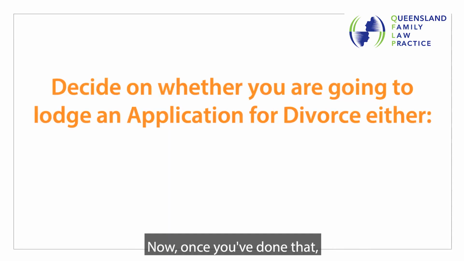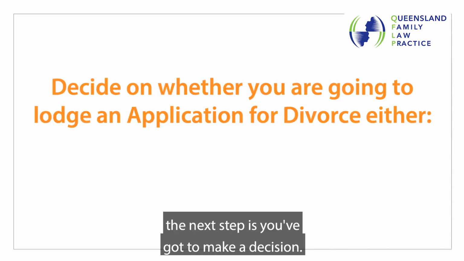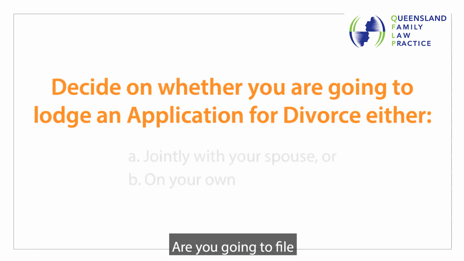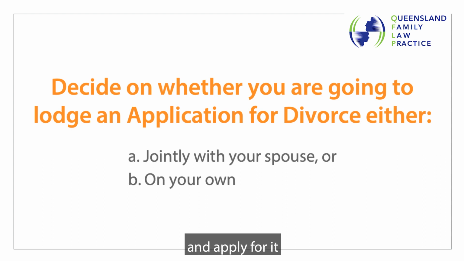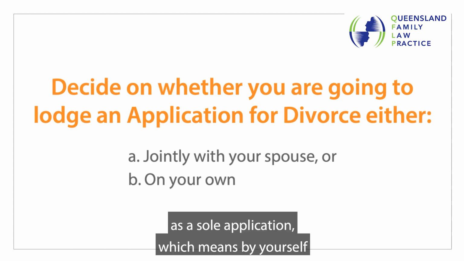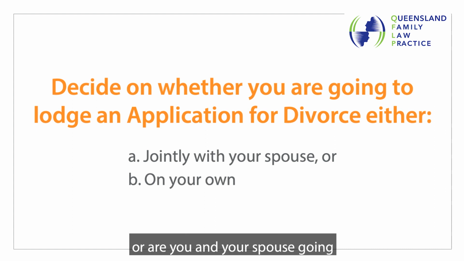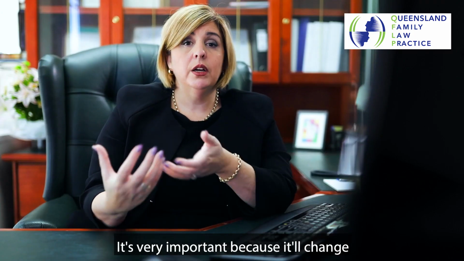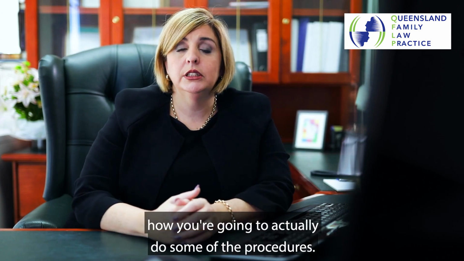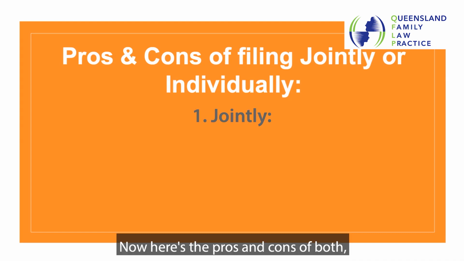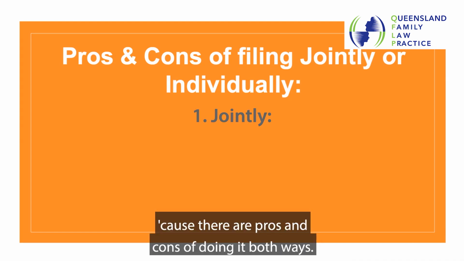Now, once you've done that, the next step is you've got to make a decision. Are you going to file your divorce and apply for it as a sole application, which means by yourself and not with the consent of your spouse? Or are you and your spouse going to file a joint application together? It's very important because it'll change how you're going to actually do some of the procedures, okay? Now, here are the pros and cons of both, because there are pros and cons of doing it both ways.